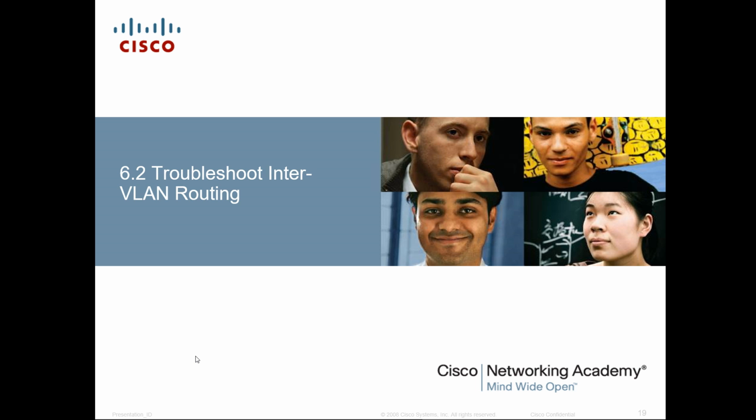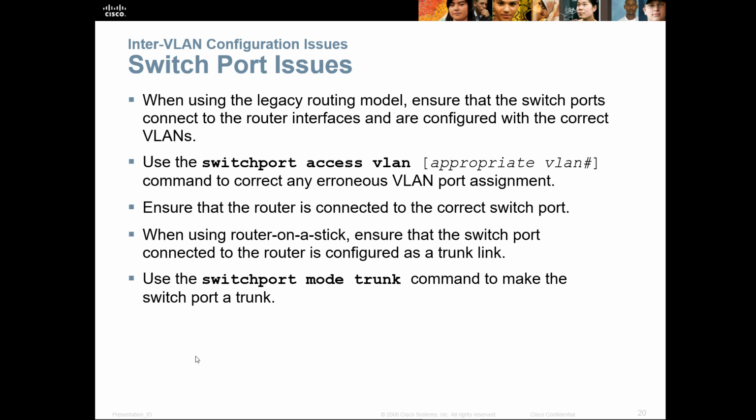So let's start talking about how to troubleshoot inter-VLAN routing. The first thing you have to realize is, did you appropriately assign the individual ports to the appropriate VLAN? Don't forget switchport mode access, switchport access vlan, what VLAN? Those have to be done under the appropriate interface because you're going to configure each interface.